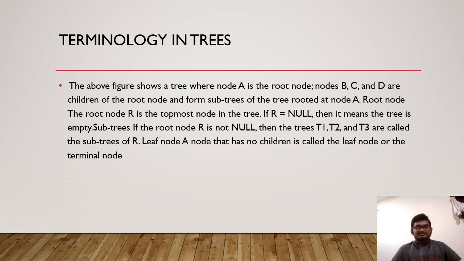Terminology in trees. The above figure shows a tree where node A is the root node, and nodes B, C, D are children of the root node and form subtrees of the tree rooted at node A. Root node: the root node R is the topmost node in the tree. If R equals null, then it means the tree is empty. Subtrees: if the root node R is not null, then the trees T1, T2 and T3 are called the subtrees of R.